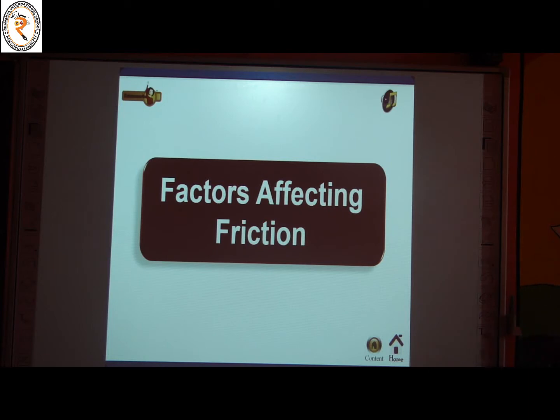The first one is rough or smooth surface. And the second one, weight of an object. So these are the two main factors that affect friction. On a rough surface, the friction is more, and on a smooth surface, the friction is less.